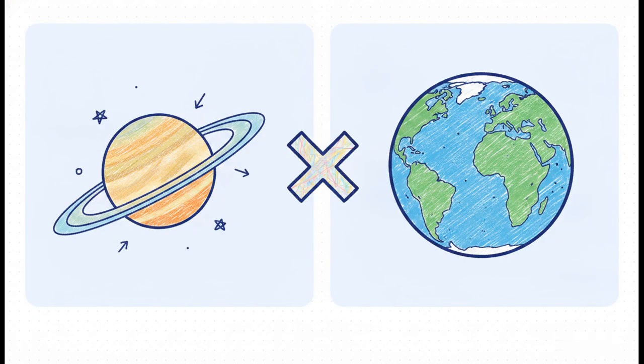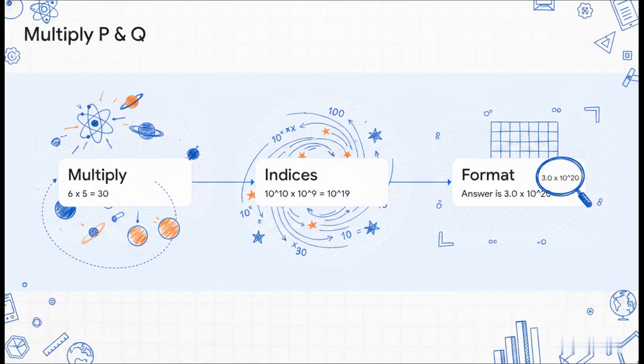But what if we've got to multiply two massive planetary scale numbers together? Sounds terrifying, right? Easy. Multiply the bases, add those indices, and adjust. Boom, 3.0 times 10 to the 20th.